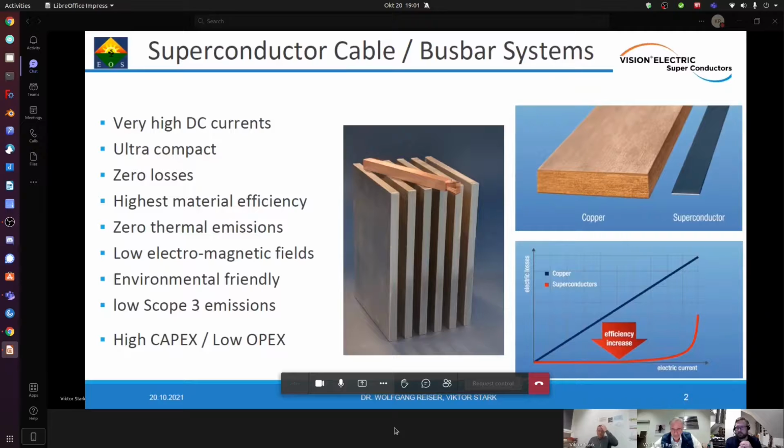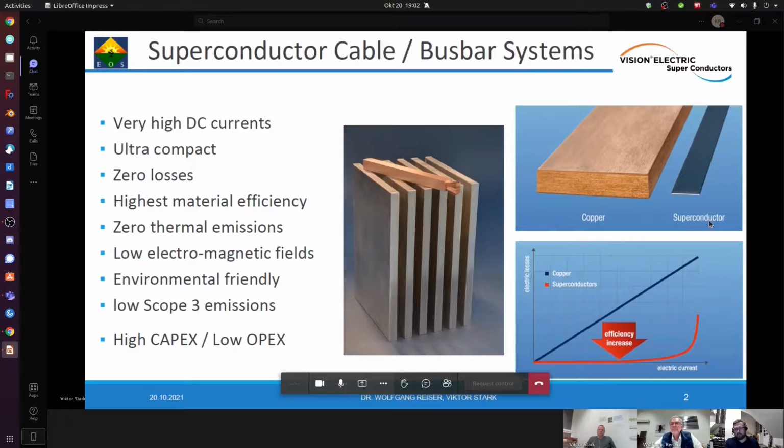If you see this picture in the middle, that's a comparison between an aluminum busbar with 20 kiloampere and a 20 kiloampere superconducting busbar. The small piece lying above the aluminum busbar is the 20 kiloamp superconducting busbar. So you can see the relation between the sizes. And the same on the right picture, it's also a relation between copper and superconductor.